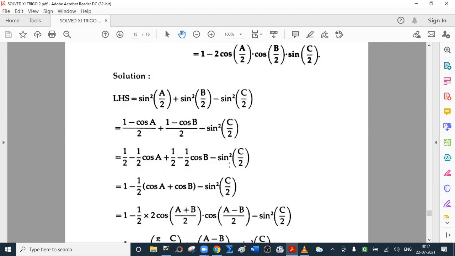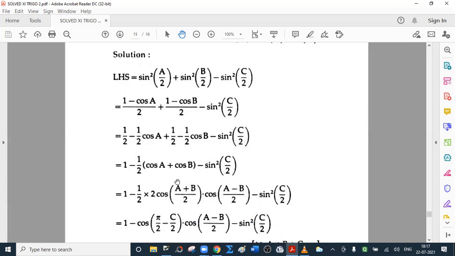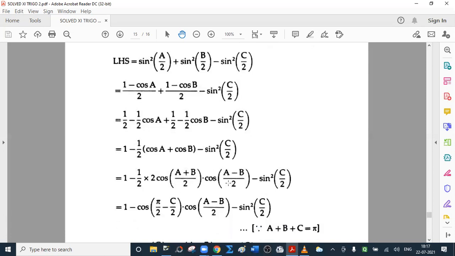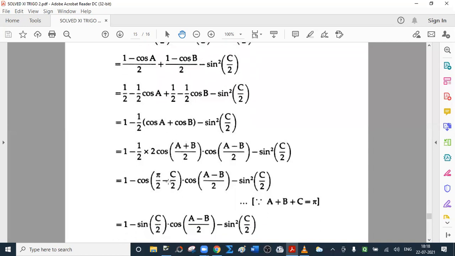Now you will ask me, but why to keep this as it is, sine square C by 2? See, on the right hand side, we need sine C by 2. That is why we keep this as it is. What is cos A plus cos B? 2 cos of A plus B by 2 into cos of A minus B by 2. Now A plus B plus C is pi. So it is A plus B upon 2. It is pi by 2 minus C by 2.